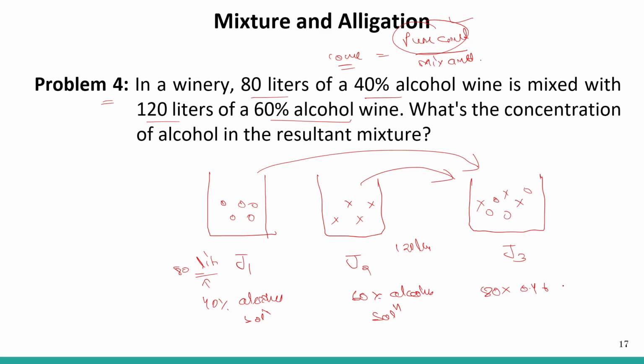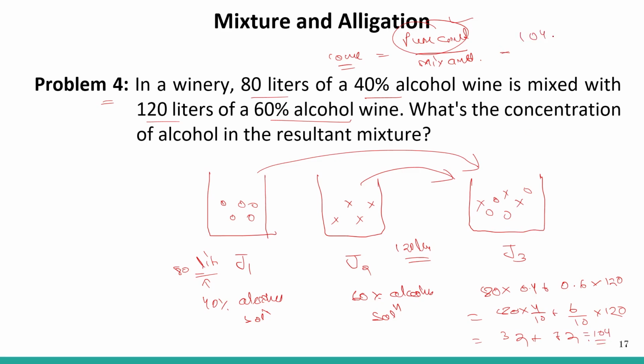That is added up with what? 60%. So 0.6 into what? How many amount? 120. So it will be what? 80 into 4 by 10 plus 6 by 10 into 120. So what we are left with is 8 into 4, that is equal to what? 32, plus 6 into 12, that is equal to 72, right? So 72 plus 32 is equal to 104, this much.